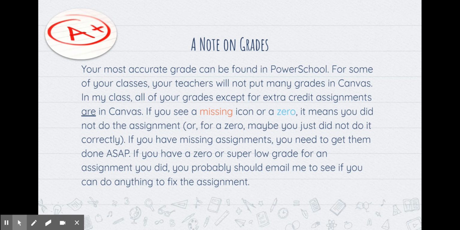If you see a missing icon or a 0, it means you did not do the assignment. Or, for a 0, maybe you just did not do it correctly. If you have missing assignments, you need to get them done as soon as possible. If you have a 0 or super low grade for an assignment you did, you probably should email me to see if you can do anything to fix the assignment and earn some points.